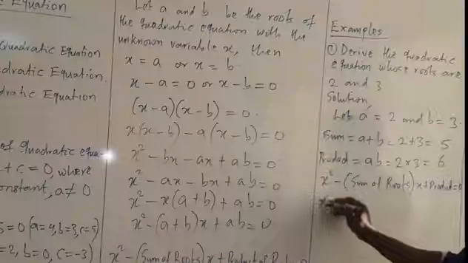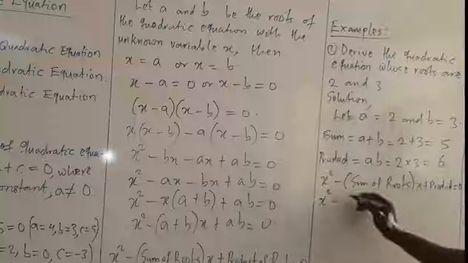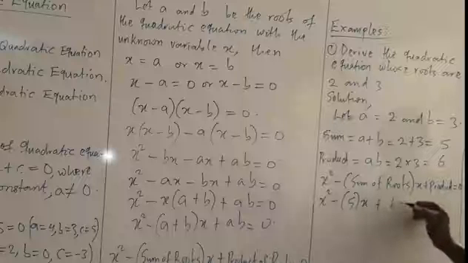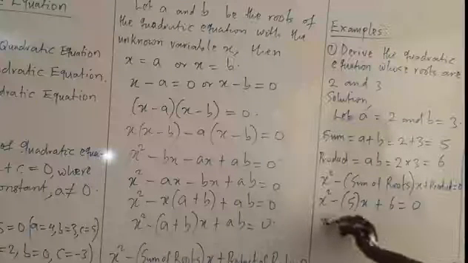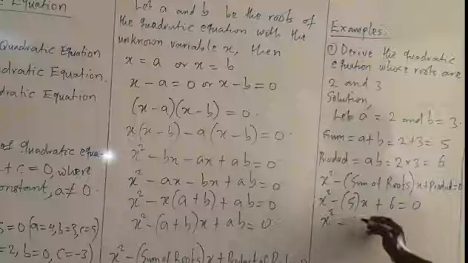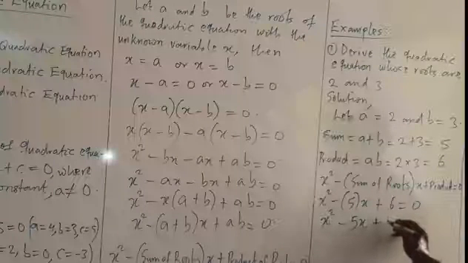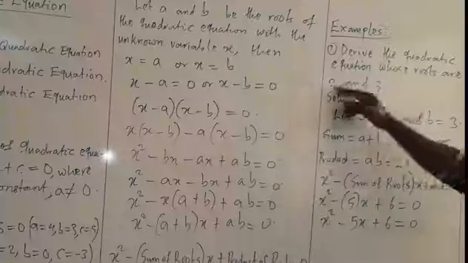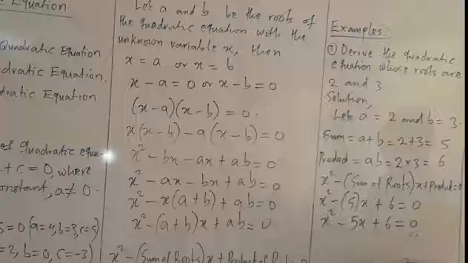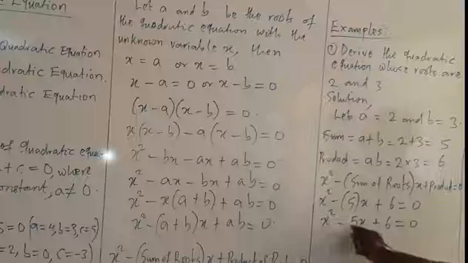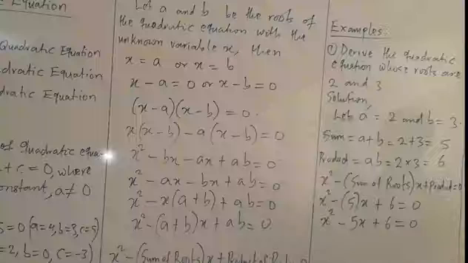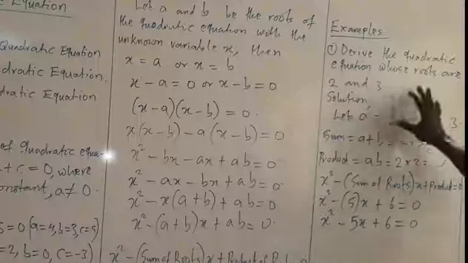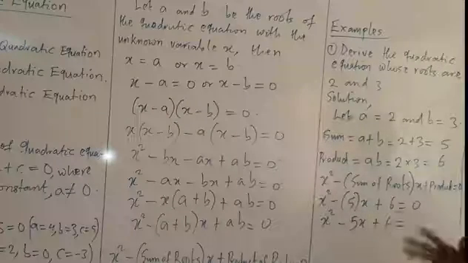So we now have x squared minus, what is the sum of the roots? 5. So 5 into x plus product of roots 6 equals 0. So we now have x squared minus 5 times x, 5x, then plus 6 equals 0. So the equation that owns 2 and 3 as its roots is equal to what? x squared minus 5x plus 6 equals 0. This is how to derive quadratic equation from given roots. So let me go to example 2.